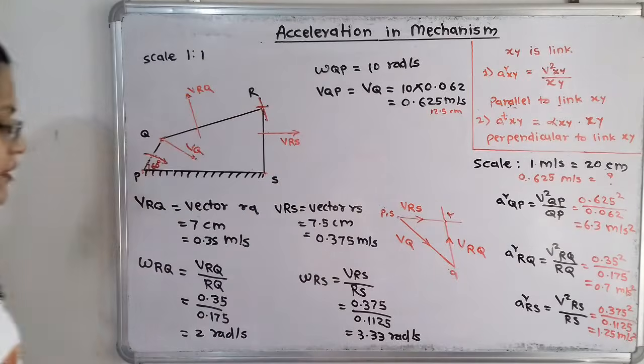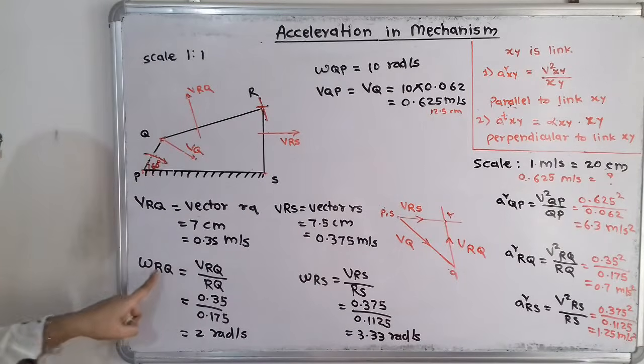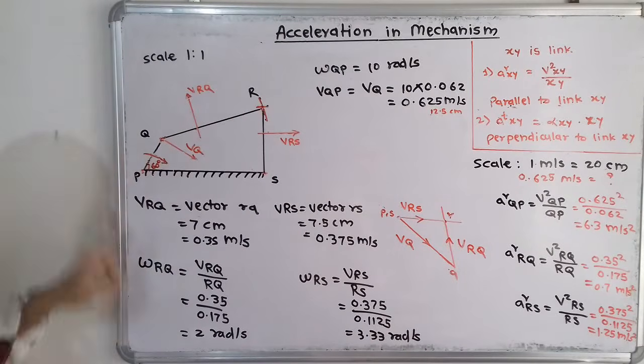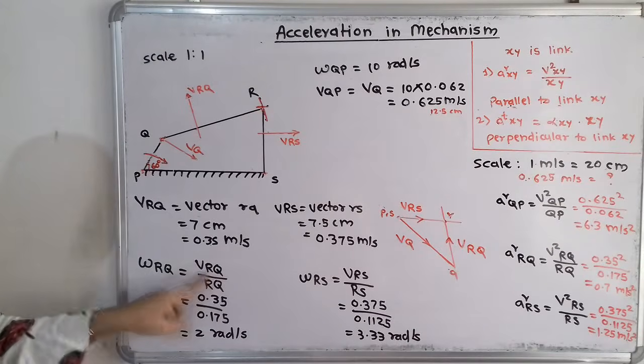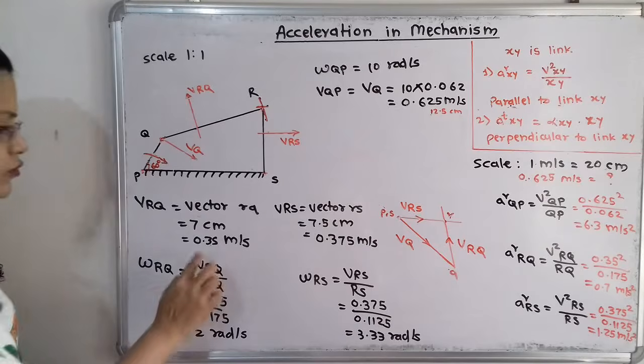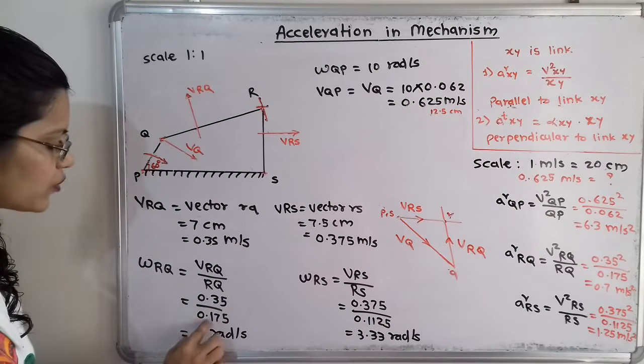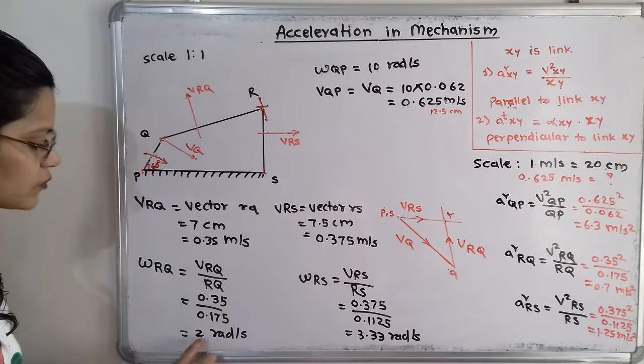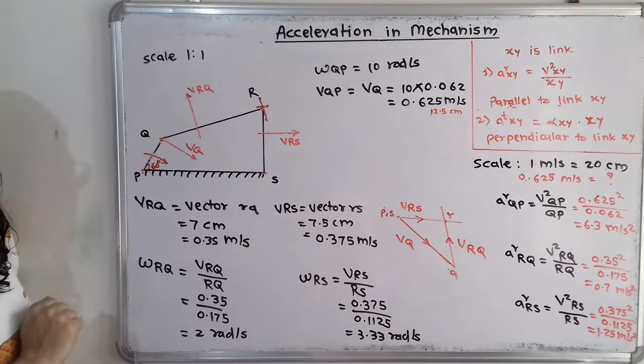So now we will calculate the angular velocity. If we observe here, angular velocity of R with respect to Q, that is VRQ by length RQ. For this length RQ, we have to take in meter. So 0.35 divided by 0.175, which is equal to 2 radians per second.